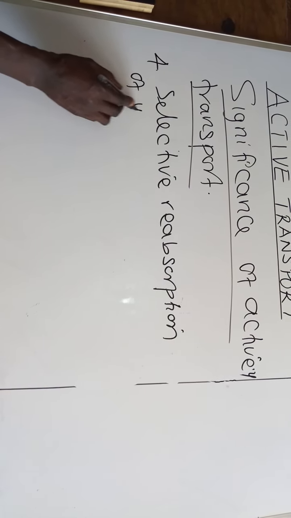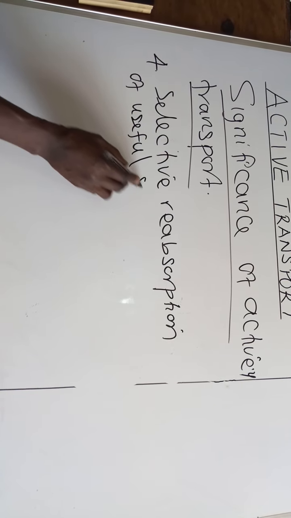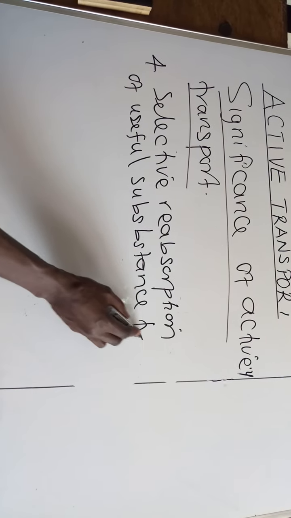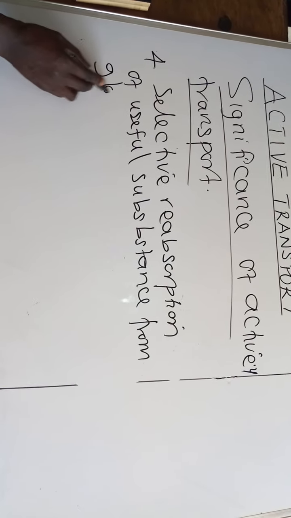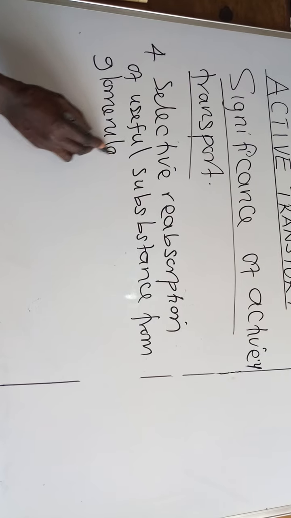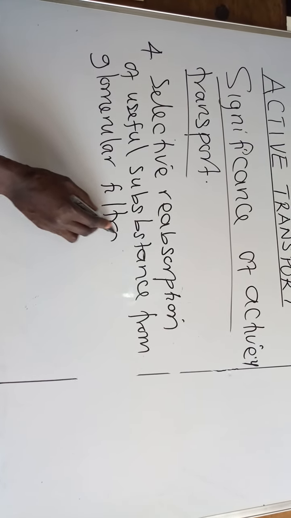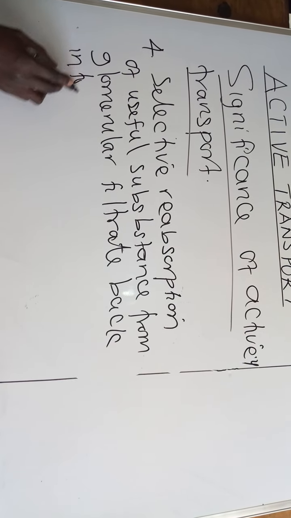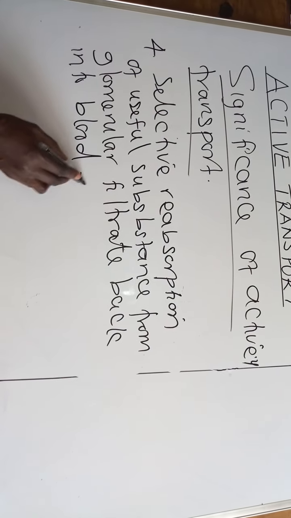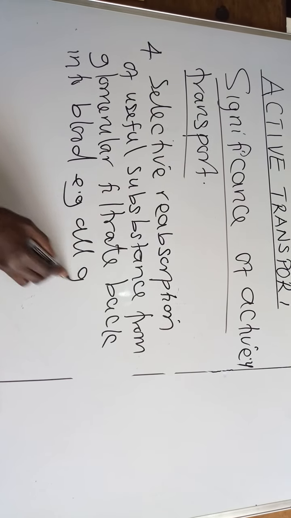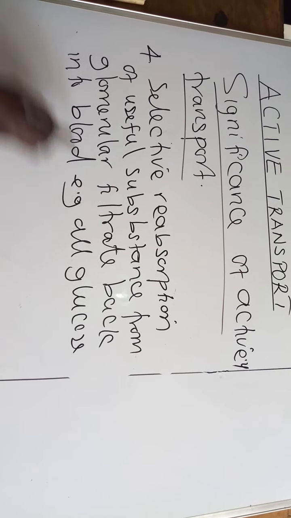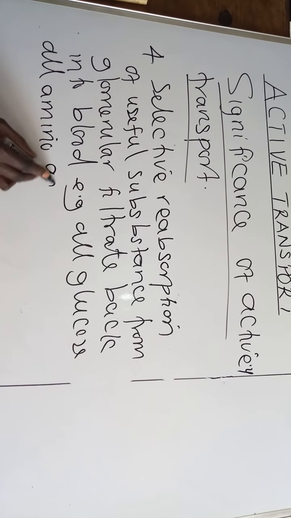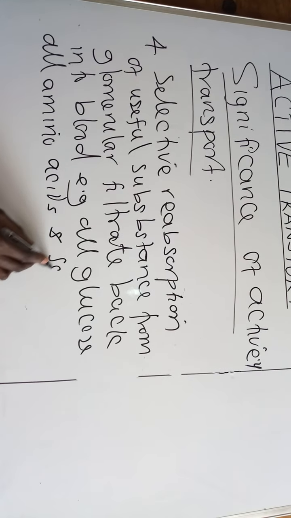of useful substances from glomerular filtrate back into blood, e.g. all glucose, all amino acids, and some mineral ions.